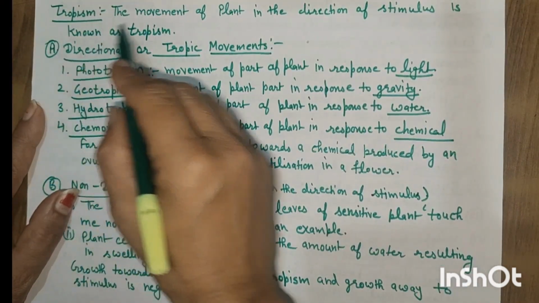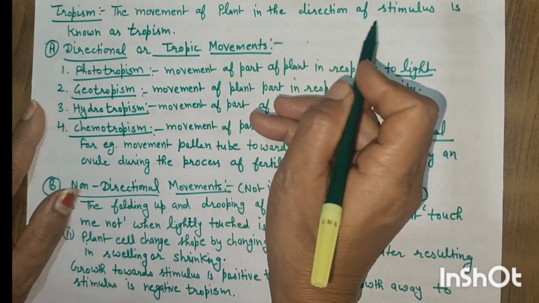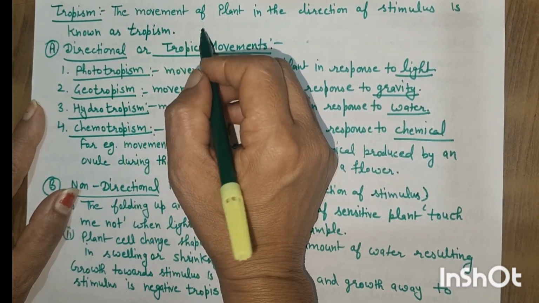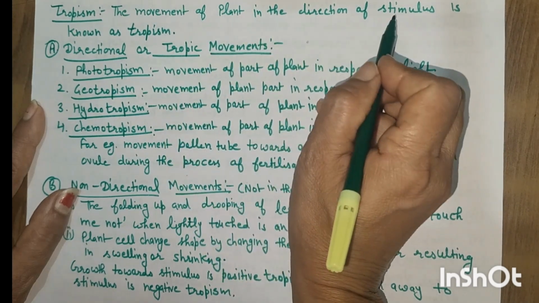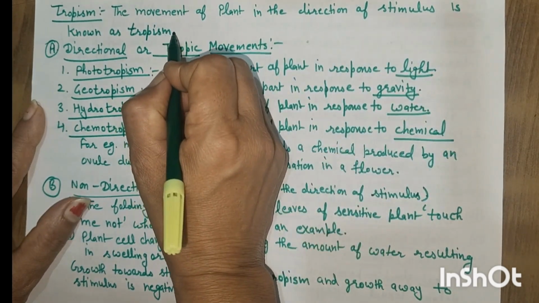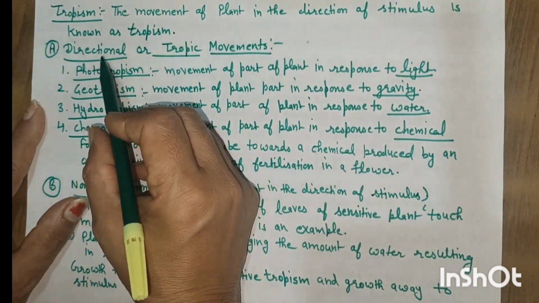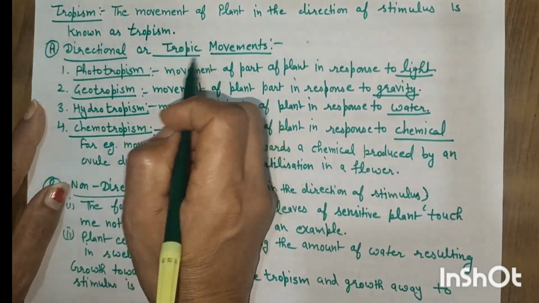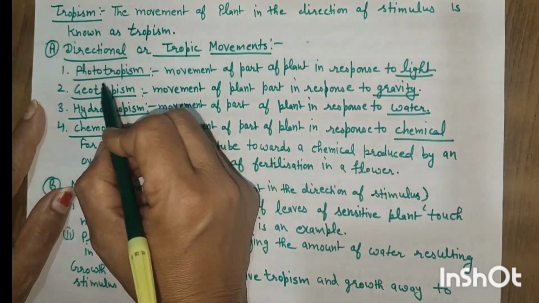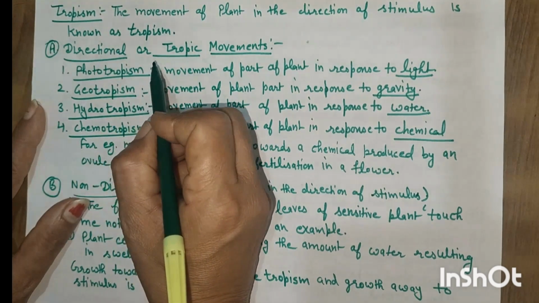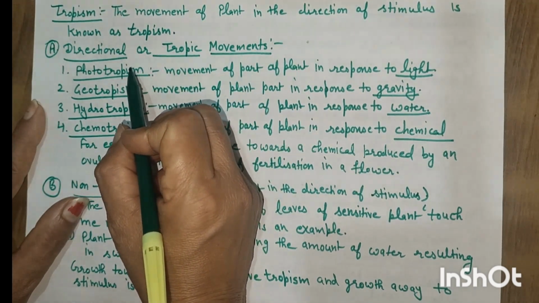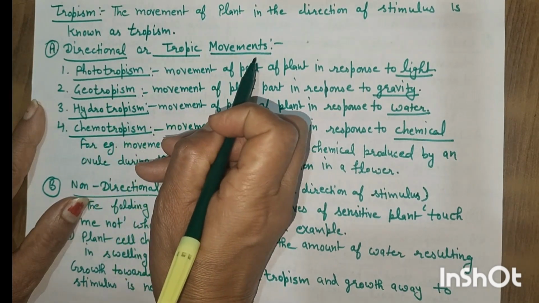Tropism. Tropism is the movement of the plant in the direction of a stimulus. It is of two types, directional and non-directional. Directional or tropic movement is of different types and takes place in a particular direction, or in the direction of the stimulus.